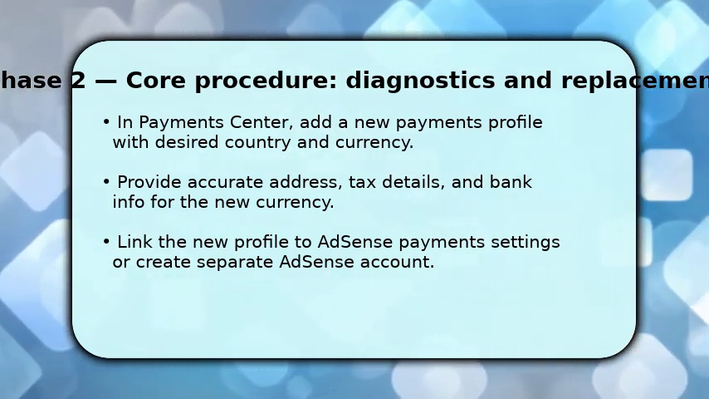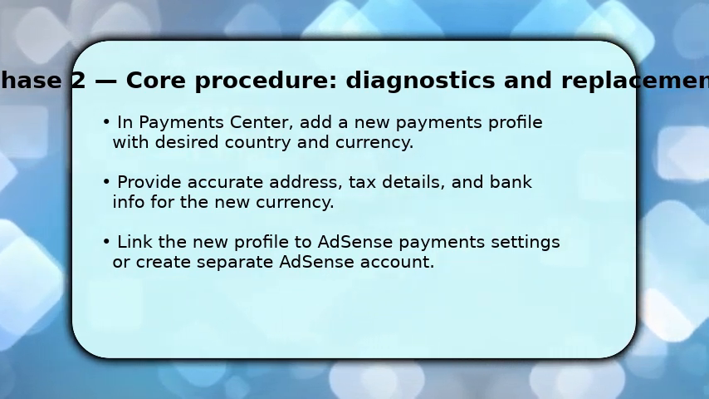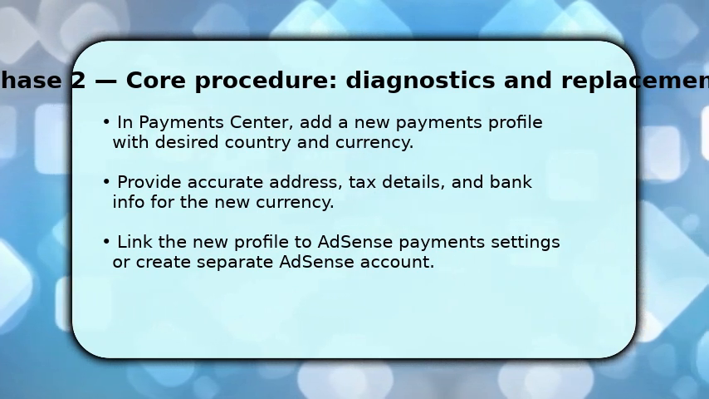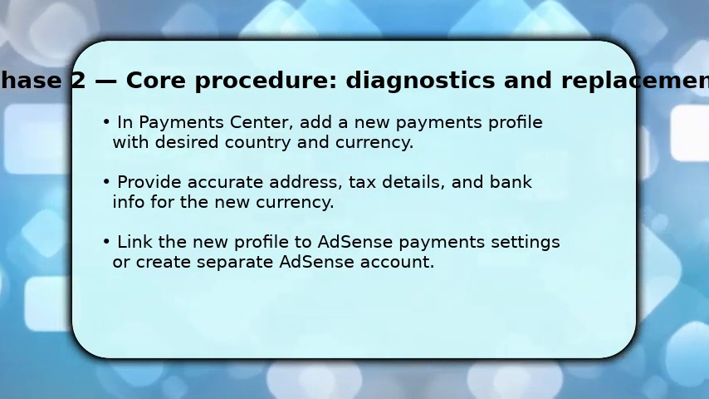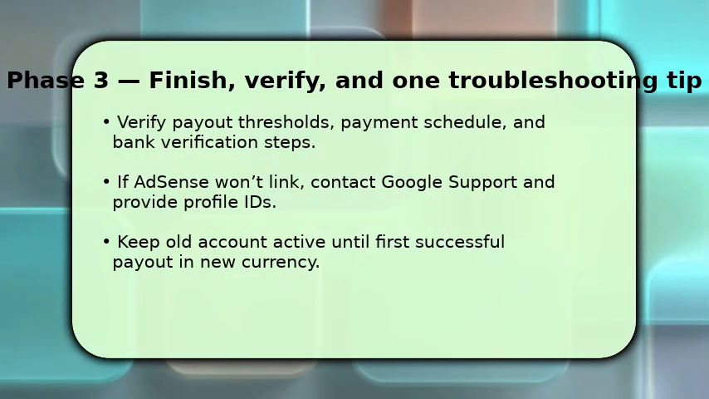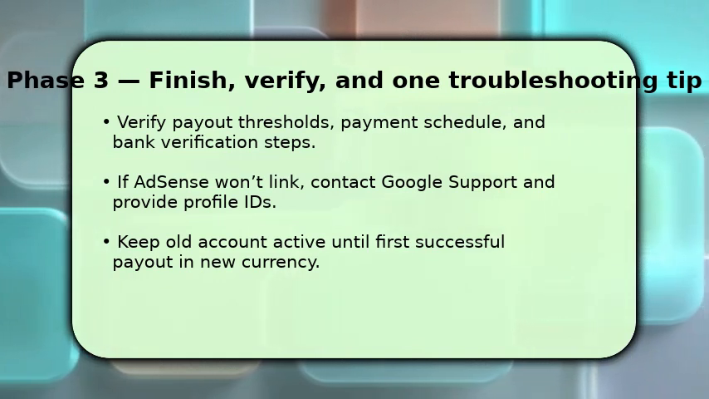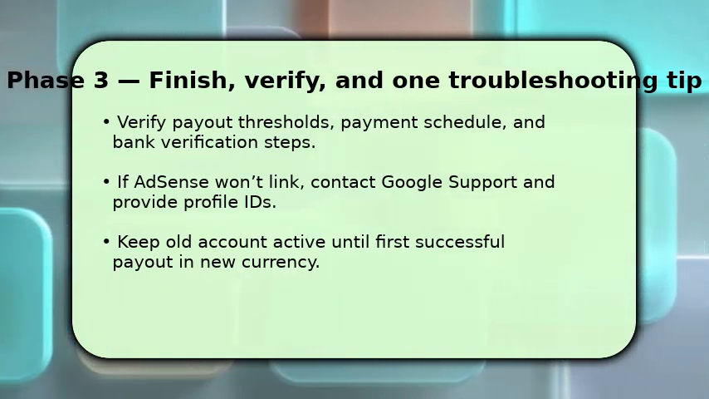Once created, go to Adsense Payments and choose the new profile if allowed. Otherwise, prepare to migrate by creating a new Adsense account tied to the new profile. Keep records of both profiles for reconciliation. Finalize by verifying payout threshold and bank verification. Make a small deposit if required so the bank account is confirmed.